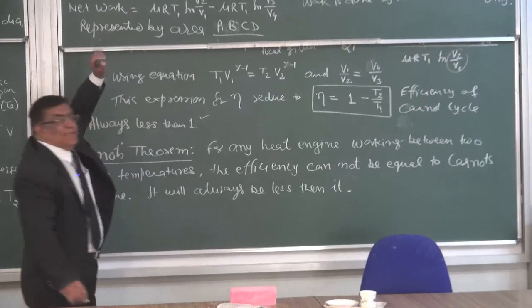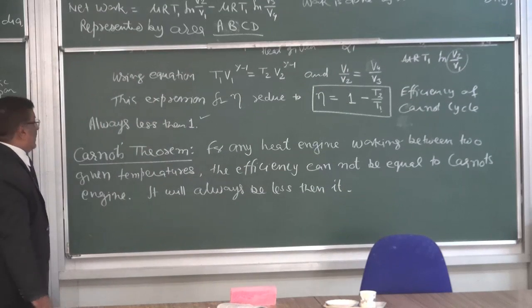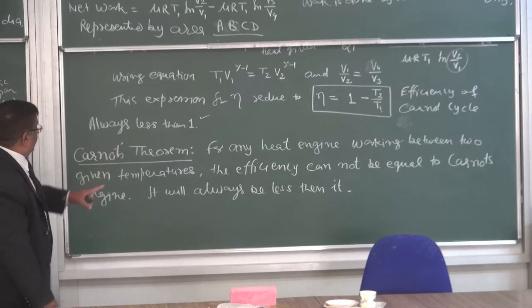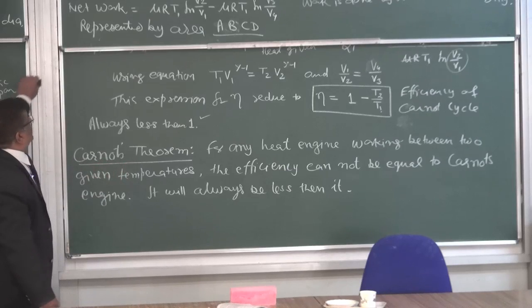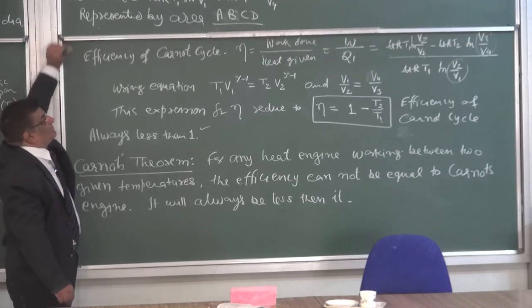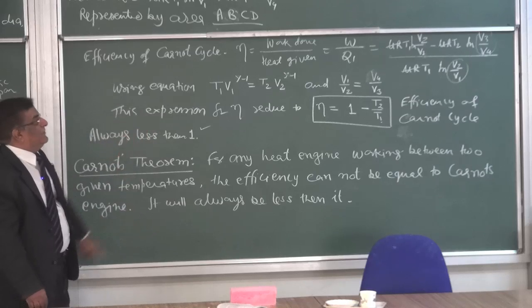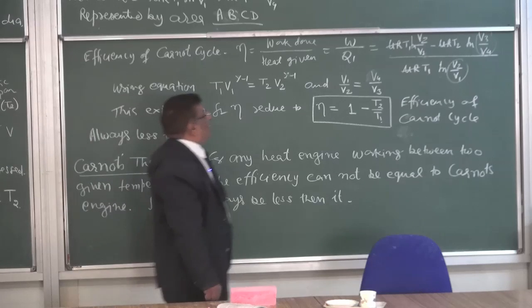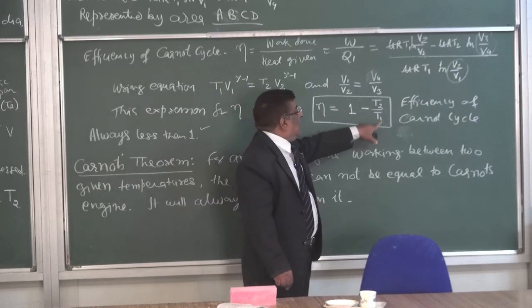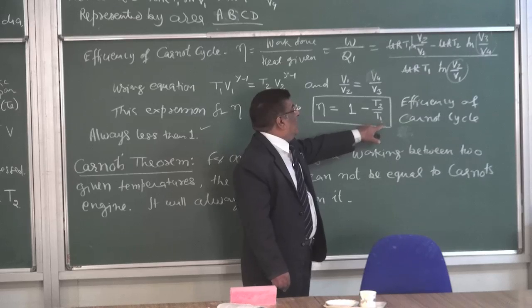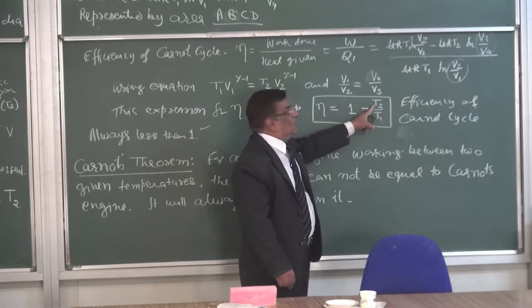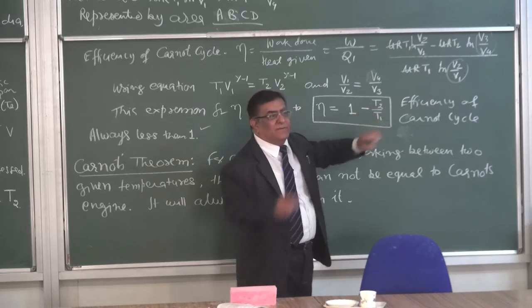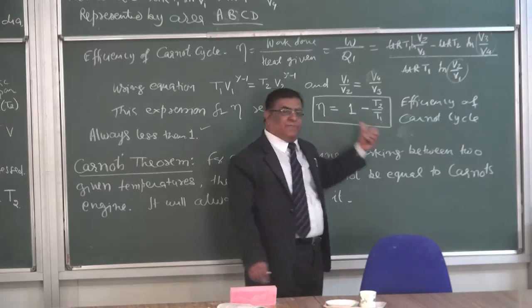So for any heat engine working between two given temperatures, the efficiency cannot be equal to that of a Carnot engine, it will always be less than it. So this is Carnot's theorem and the efficiency of Carnot's engine. From here also we can find out: the higher the temperature of the reservoir, the more the efficiency. The lower the temperature of the sink, the atmosphere, the more the efficiency.